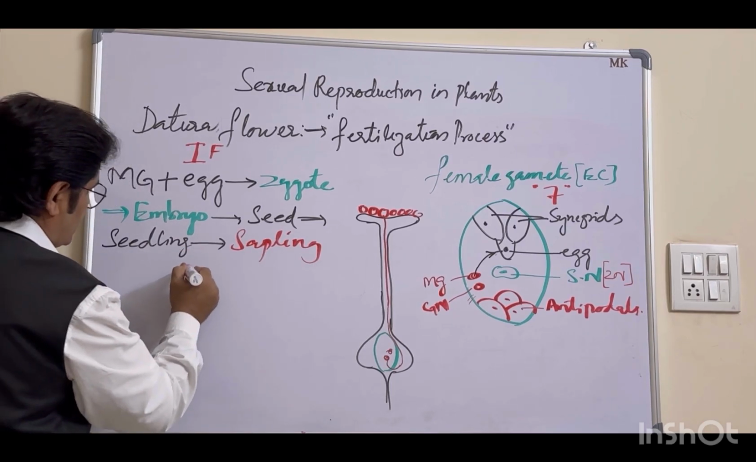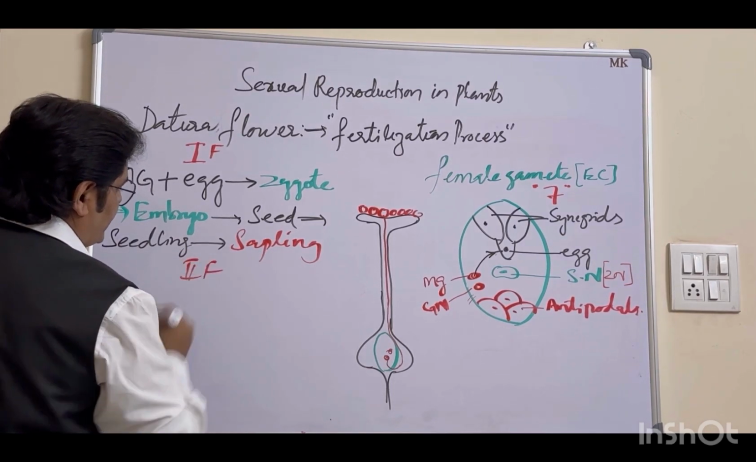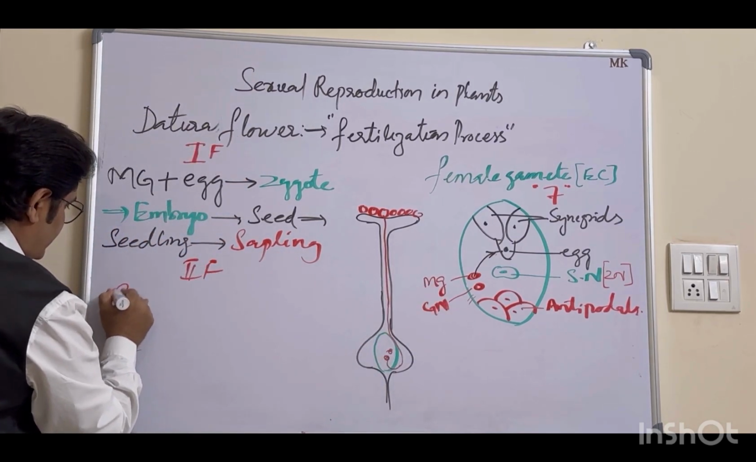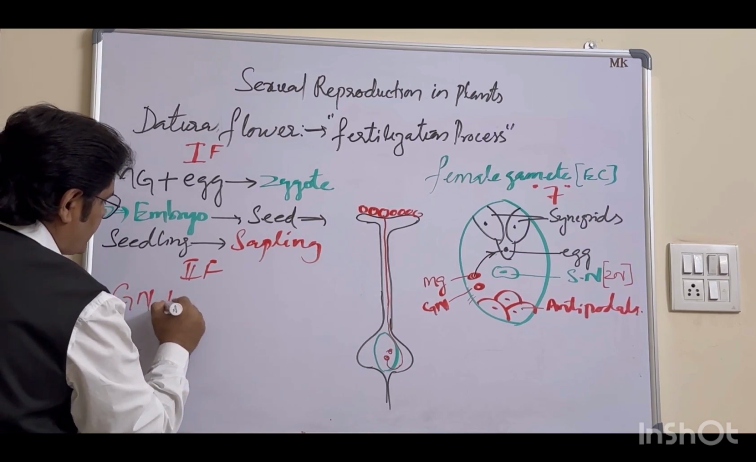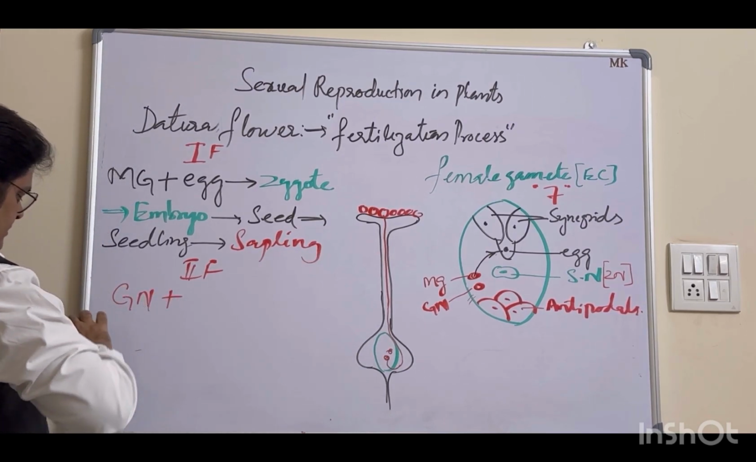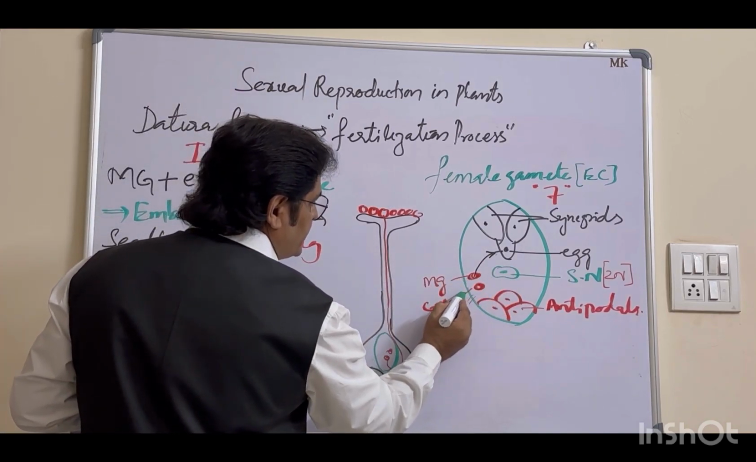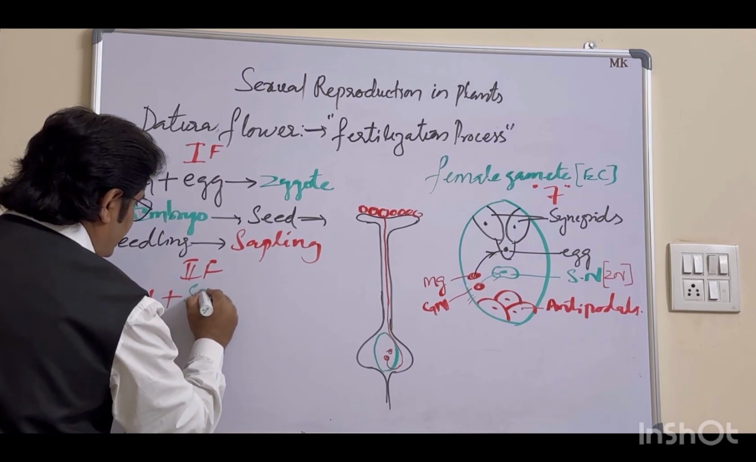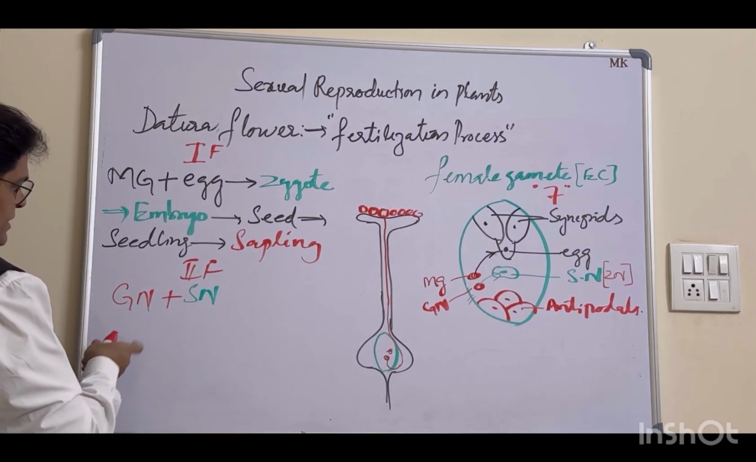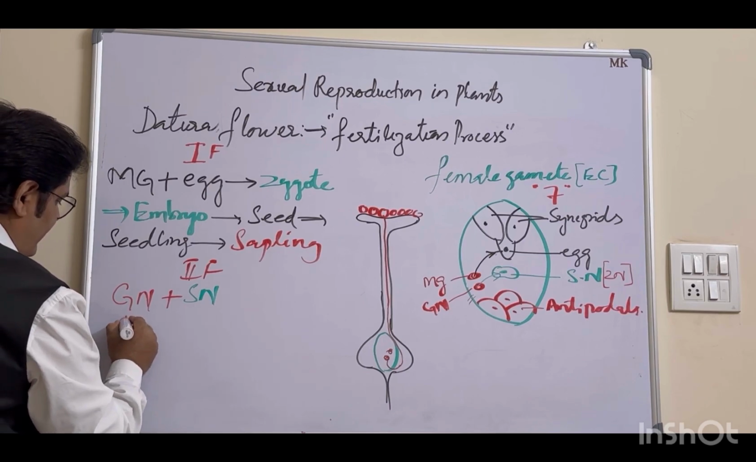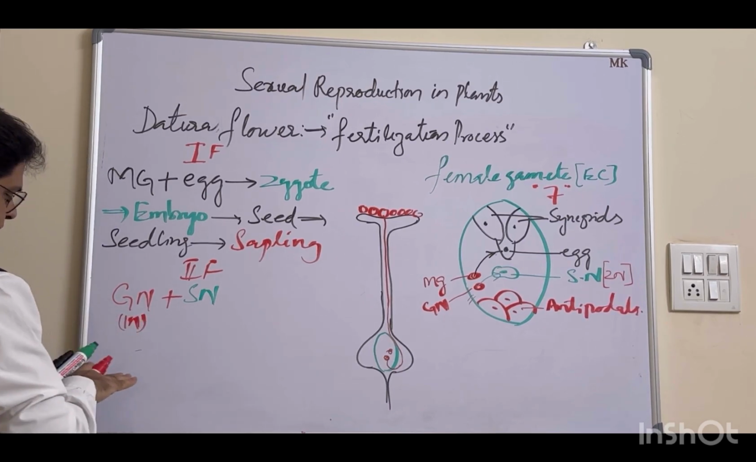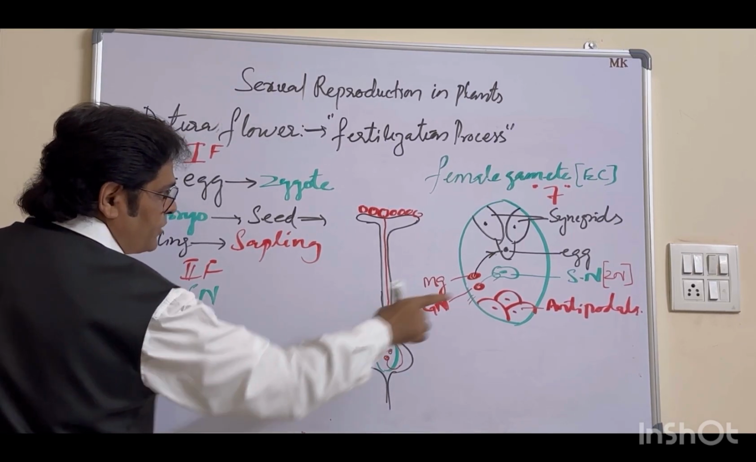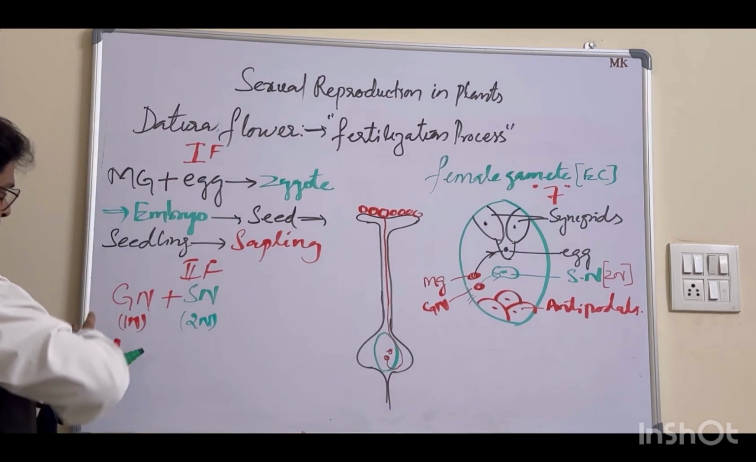In the second phase of fertilization, what is remaining here? Generative nucleus. So just the generative nucleus will go and fuse with the secondary nucleus of the female. Now the generative nucleus contains one set of chromosomes. Clear? And the secondary nucleus has two sets of chromosomes, as I already told you. So what does it produce here now?